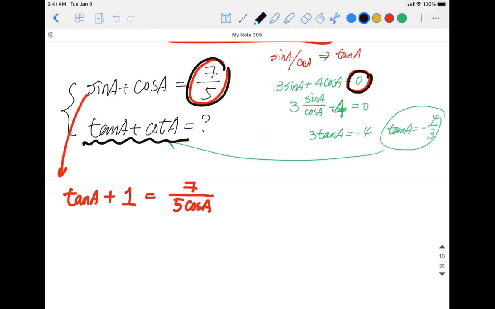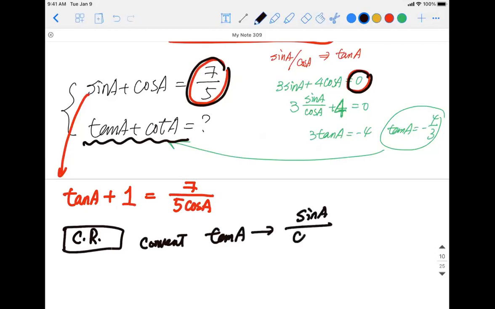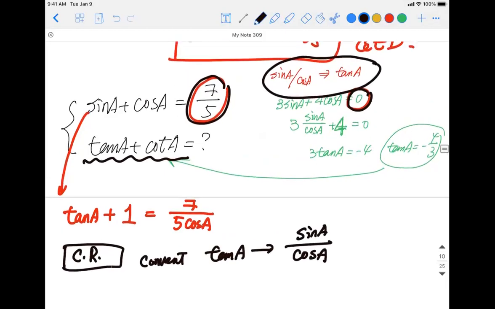This is going to go to our conditional react number 3. Sometimes you try to convert sine A, cosine A to tangent A, and it doesn't work. There's a second strategy: convert tangent A into sine A over cosine A. This is back and forth, right? Sometimes you convert from sine A, cosine A to tangent, but sometimes you need to do the other way around. You want to convert tangent A into sine A over cosine A. This is totally the other way around, but it's also a very important conditional react.